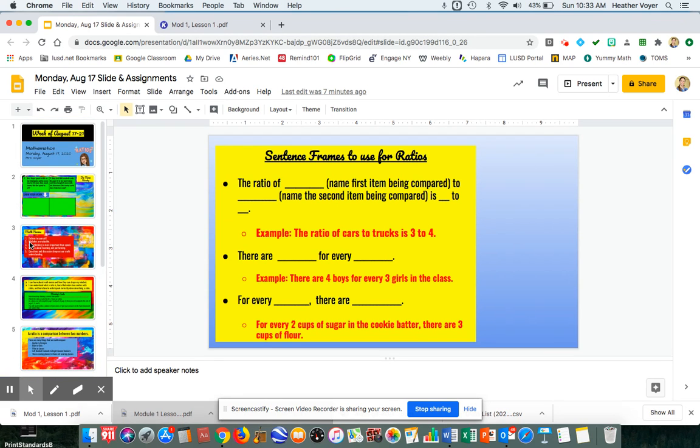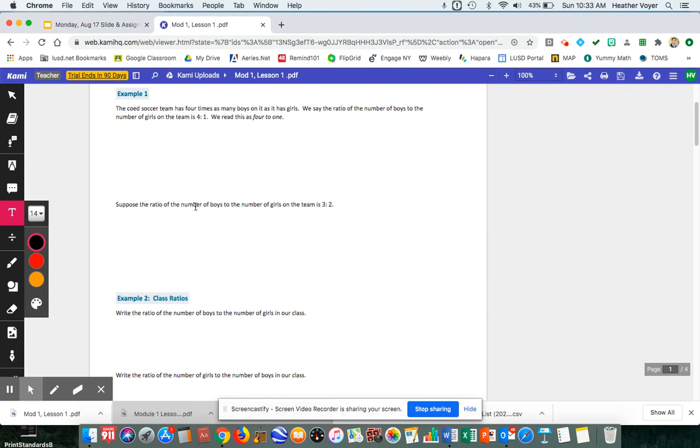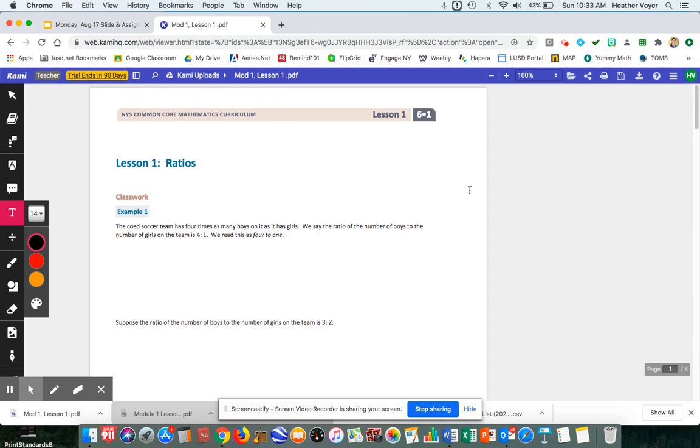Now, you also are going to have a Kami attachment. I know in Mrs. Bowling's class she went over Kami with you guys, so you should already have it downloaded on your Chromebook. Basically it gives you the ability to type your answers into a PDF file. You can see here, this is actually our lesson 1 from module 1. This is what you see in your workbook, but it's just here on the computer for you.